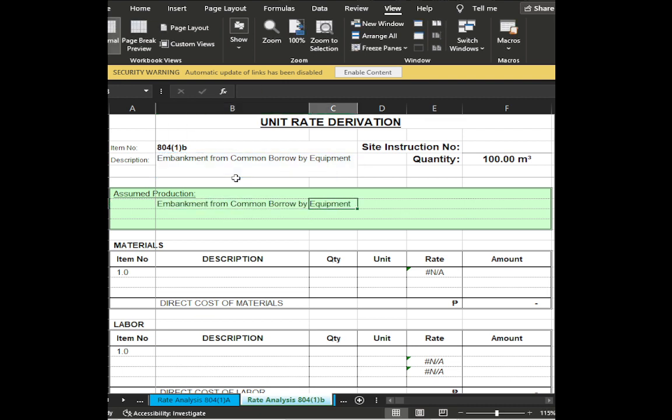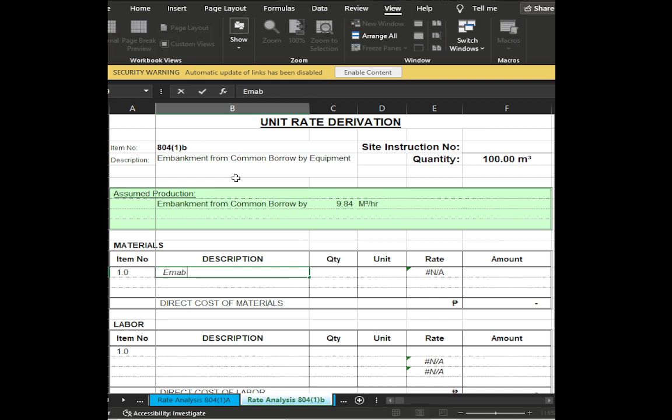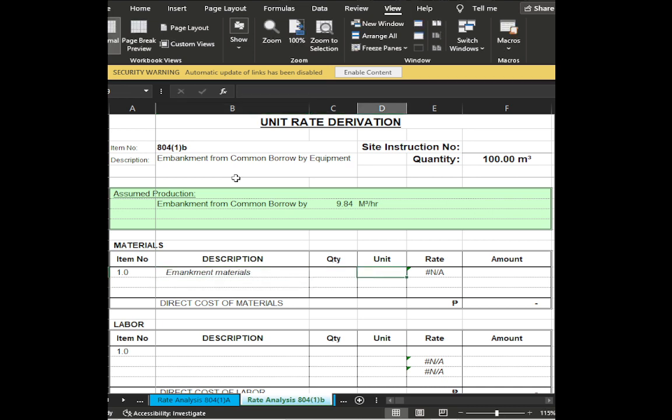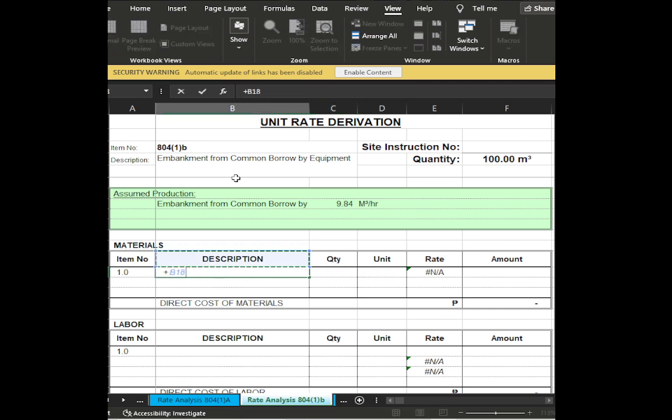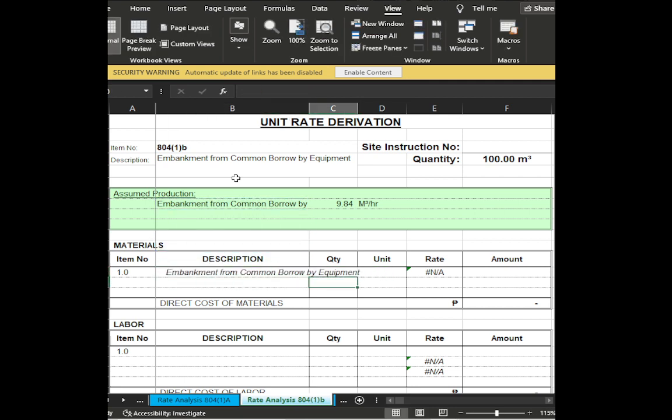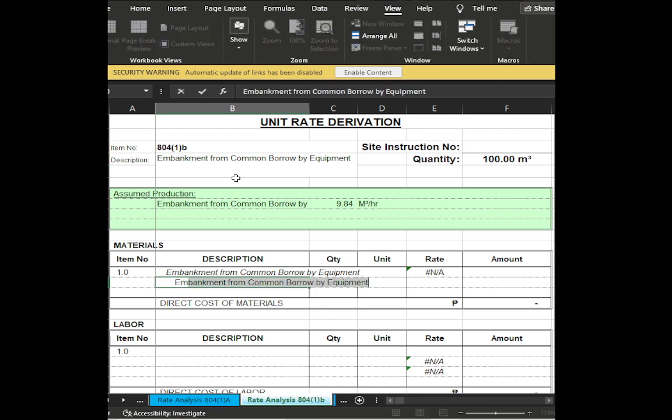Then the same assumed production per cubic meter per hour, assume production from our embankment from the structural excavation. Only for this one, the difference is we have materials, embankment materials. First, we will just copy the description here, then put embankment materials.